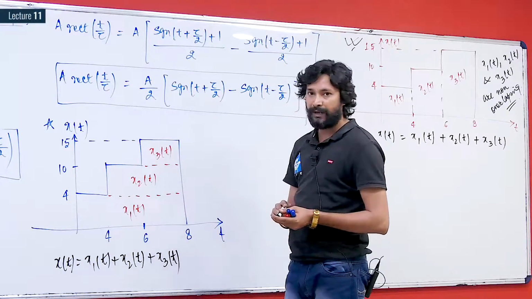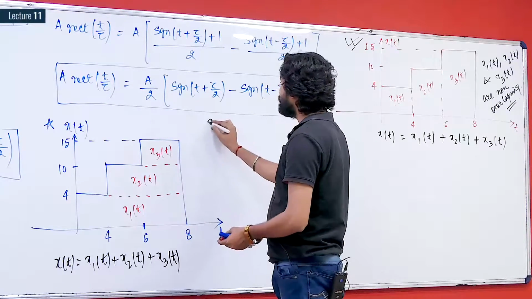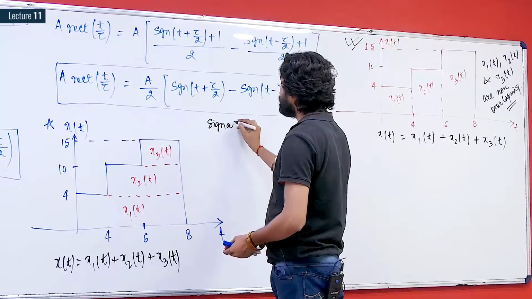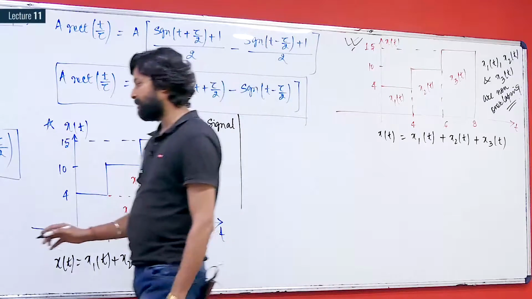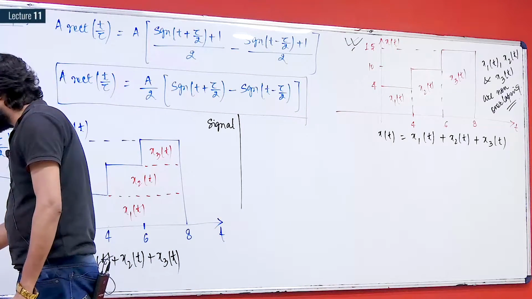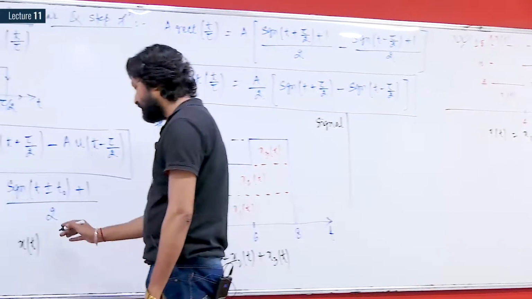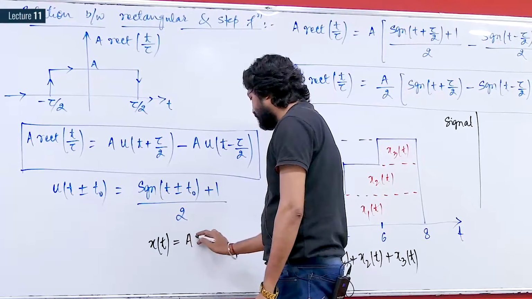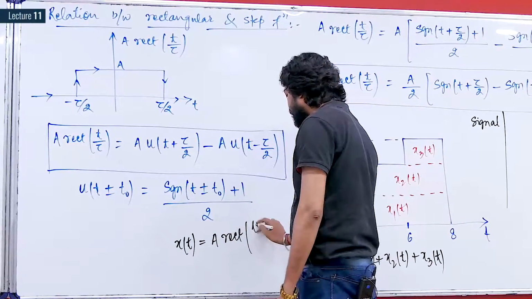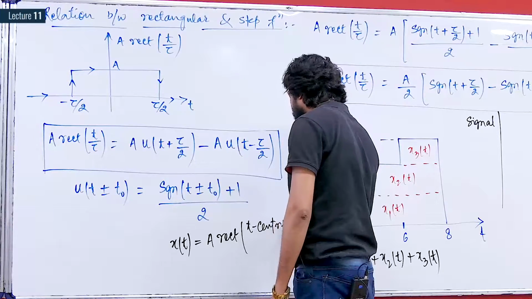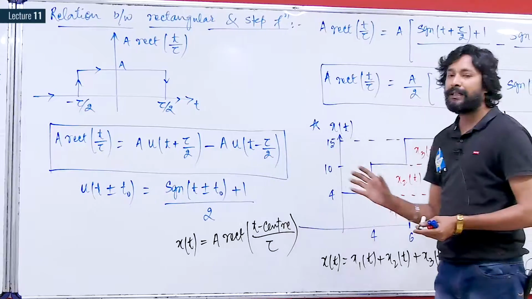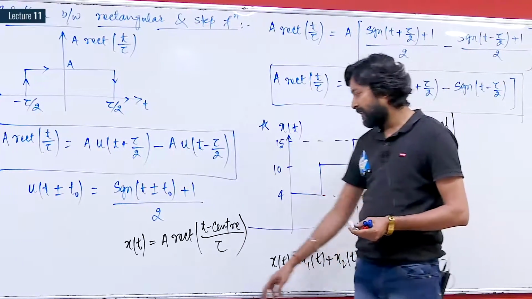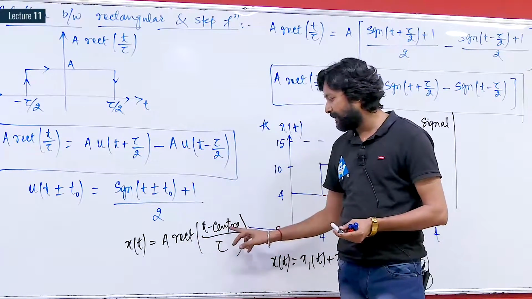So three things that you have seen here, because we know that we are going to use the standard representation. What is that going to be? For any rectangular function, we are going to write x of t equals a rectangle of (t minus center) upon tau. So what three things do we need to find to give the representation of any rectangular function? We just have to find a, tau and center.